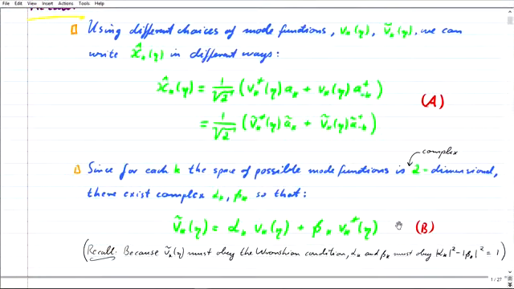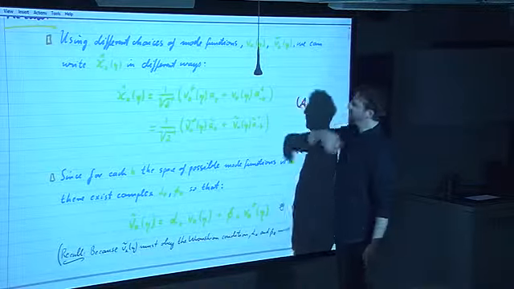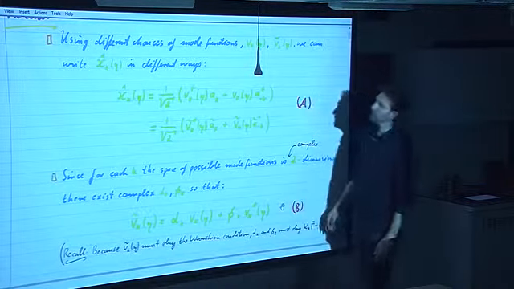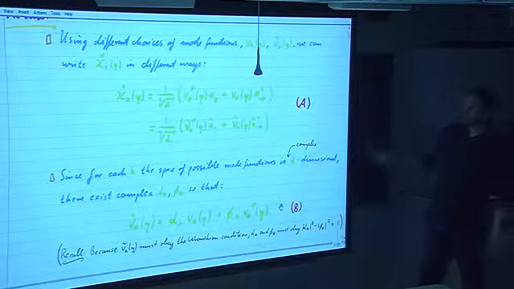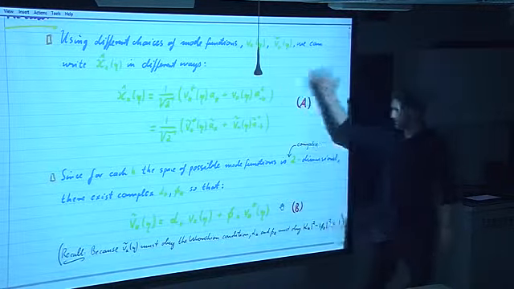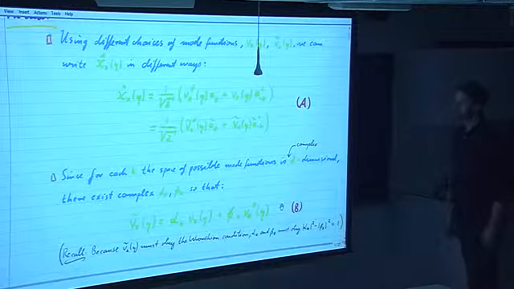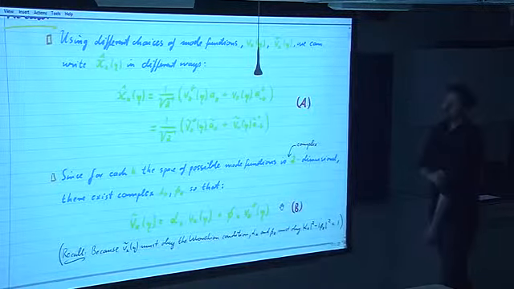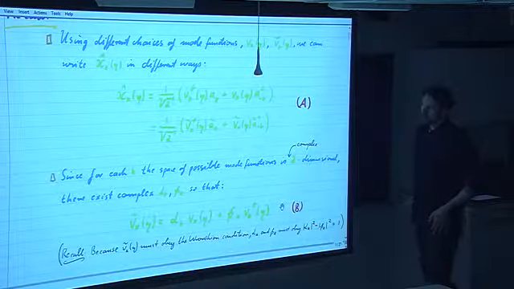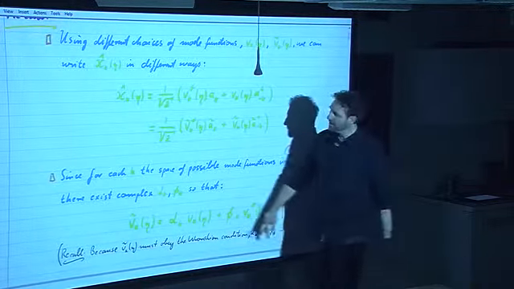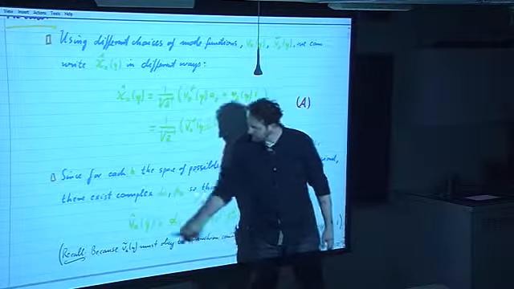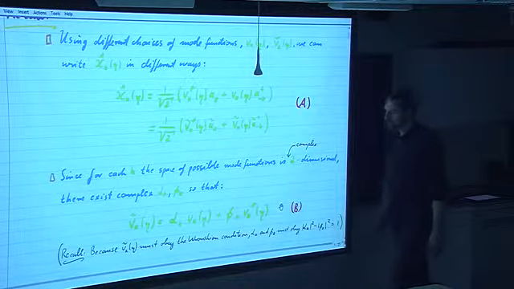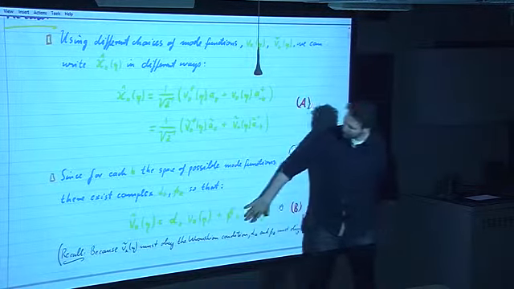Okay, so what's the dimension of our space of mode functions? Remember, we can look at every k separately, because that's why we did the Fourier transform. So for each k, the space of possible mode functions is a two-dimensional complex vector space. And any mode function is a linear combination, therefore, of one mode function and its complex conjugate.